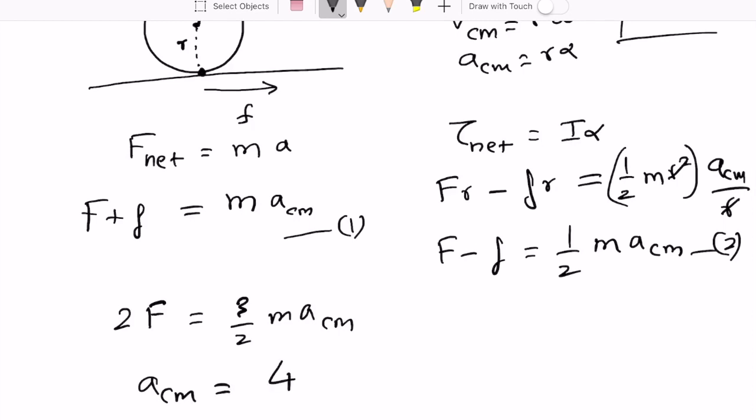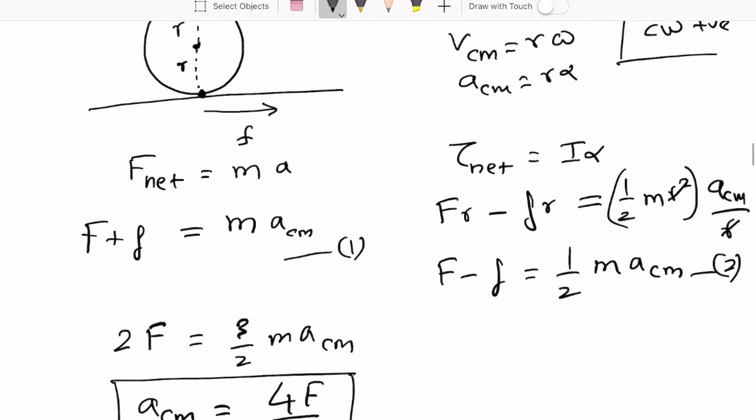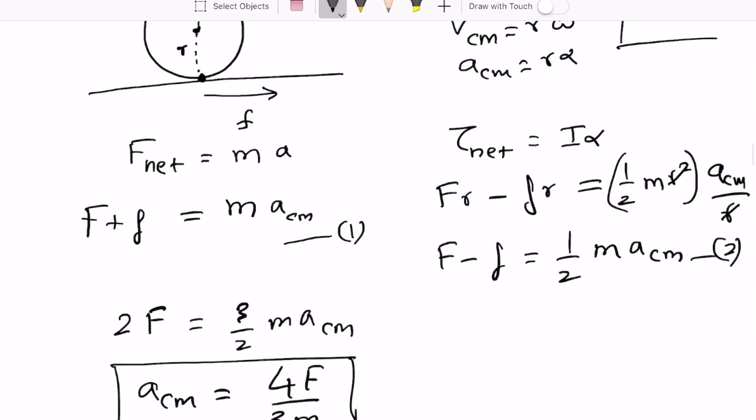It's just going to be 4F divided by 3M. That's the acceleration of the center of mass of the cylinder. Notice that this quantity will be positive, and so the math is telling us that the cylinder accelerates to the right, which is exactly what we would expect. Okay, now let's calculate the friction force.